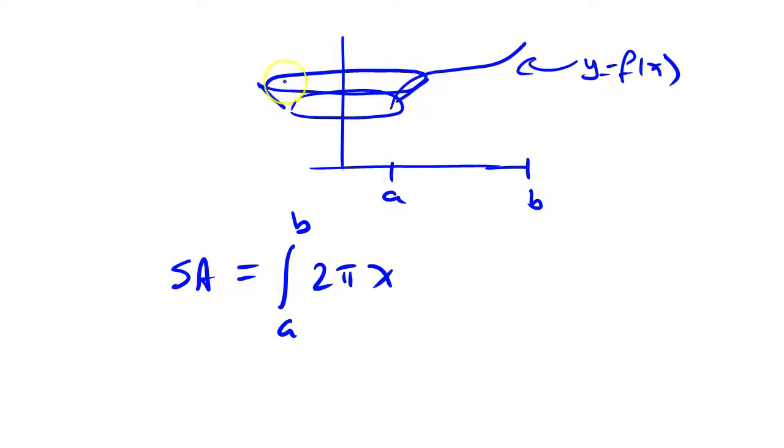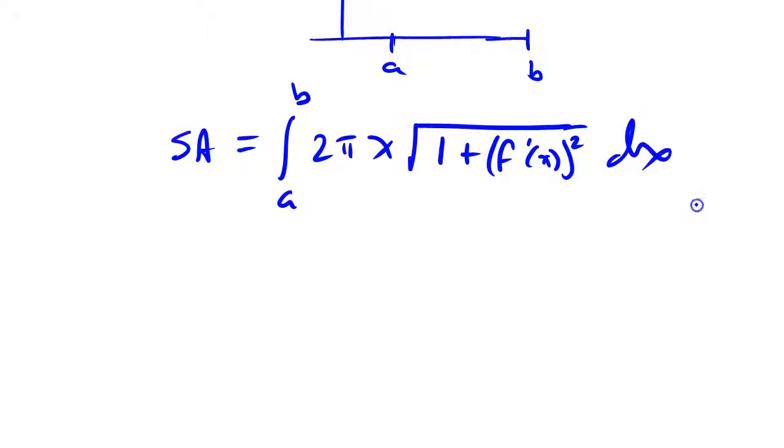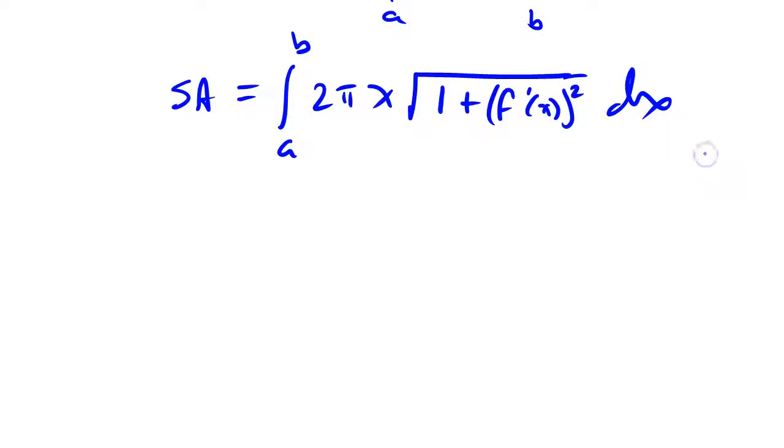x, that's the distance around, times ds. Now ds, just like when we're doing arc length, is the square root of 1 plus the derivative squared times dx. All the little line segments, each one gives you a little bit of surface area, and you add them all up, starting with x equals a all the way out to x equals b. Let's do an example of this.